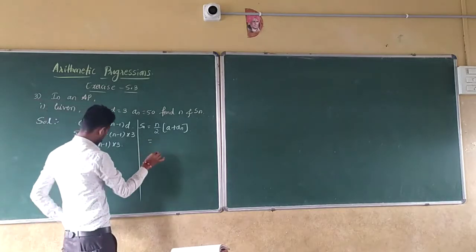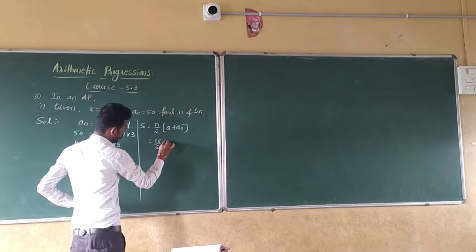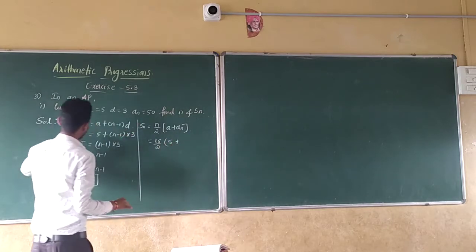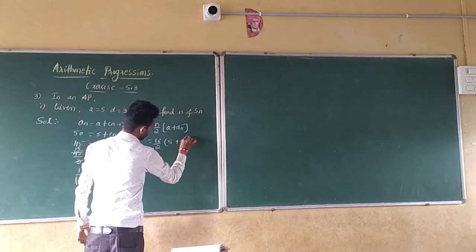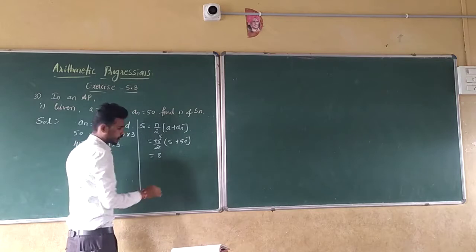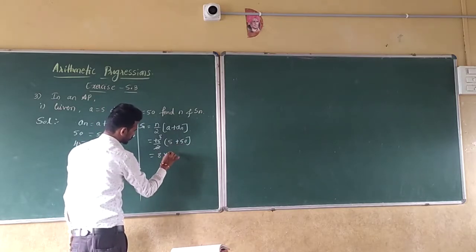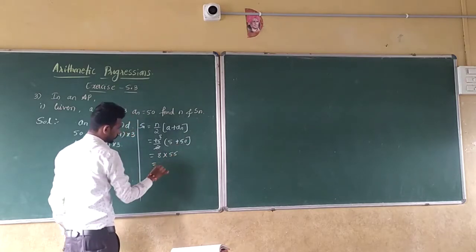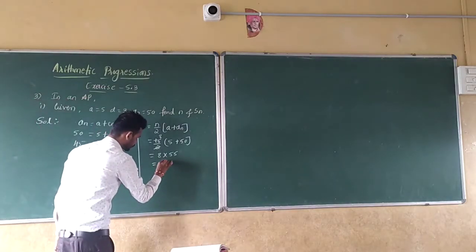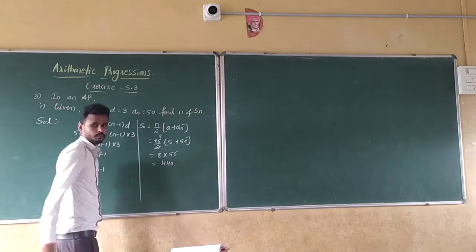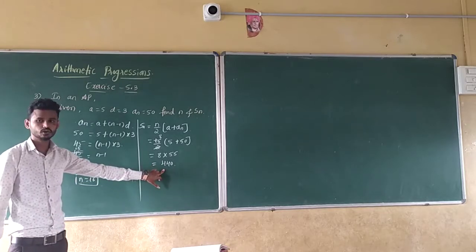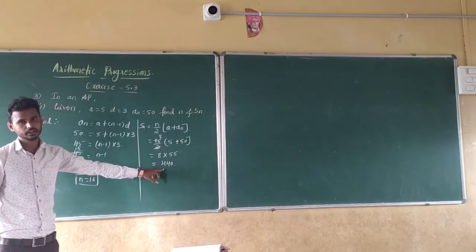So this is equal to n, how much now? 16 by 2 into a, 5, plus an, how much is there? 50. So which is equal to 2 eights are 16, 8 into 5 plus 50, 55. So 8 into 55, how much will you get? 440. Therefore n is 16 and Sn is equal to 440.